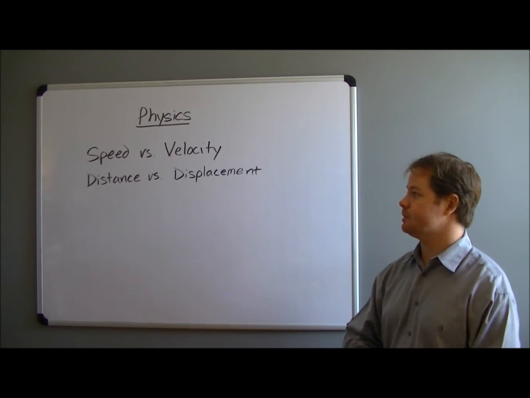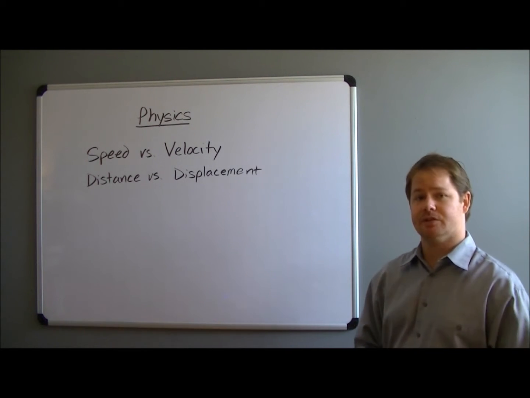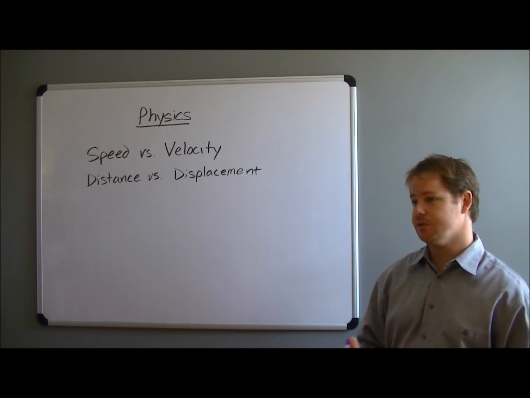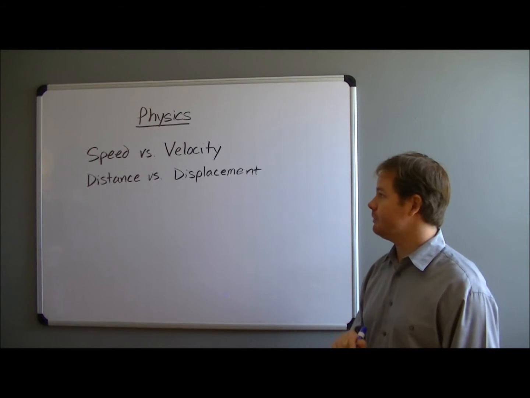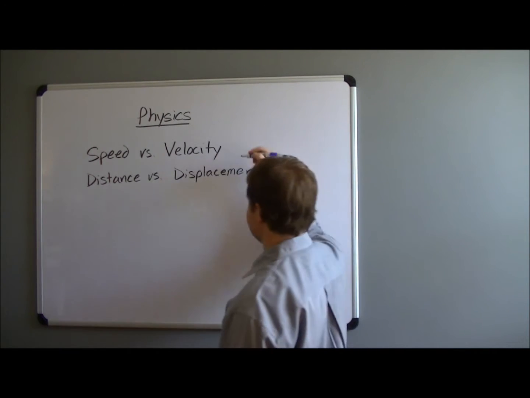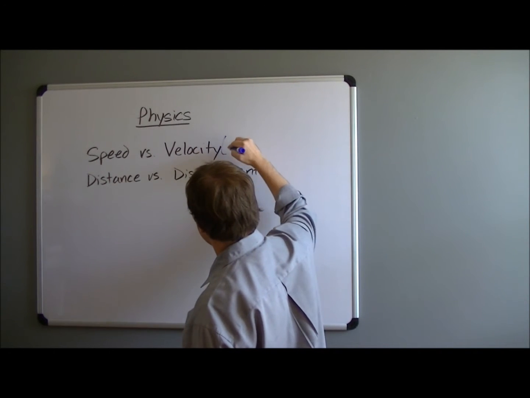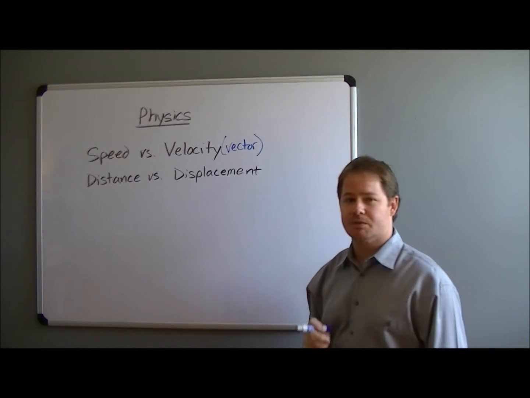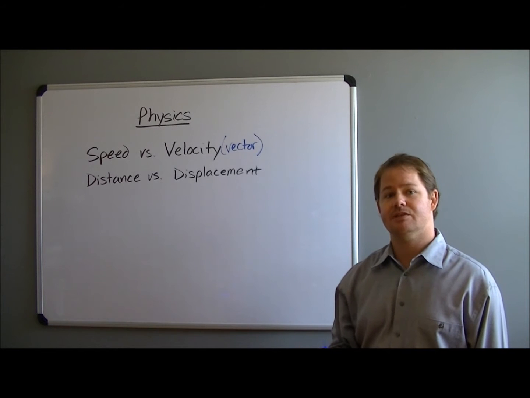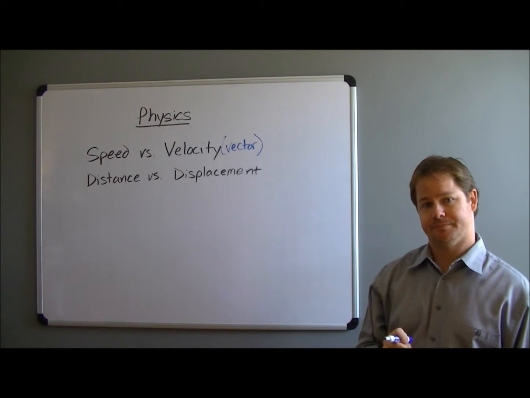When you're talking about speed, you're talking about something that just has a magnitude, which we call a scalar quantity, whereas when you're talking about velocity, you're talking about something that is a vector quantity. And what that means when something is a vector is that direction matters.